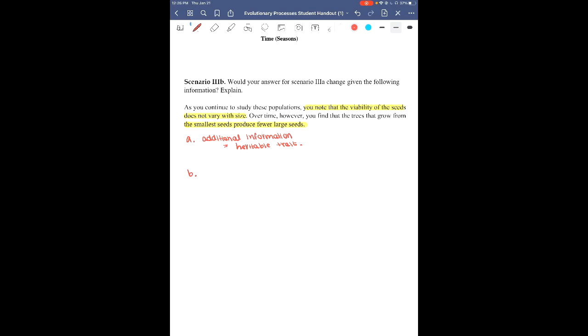And similar to the last scenarios we've been looking at, the small seeds are going to be able to survive more. And then over time, this would lead to more small seeds.